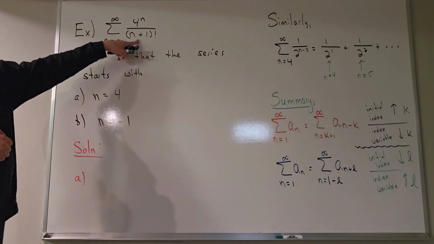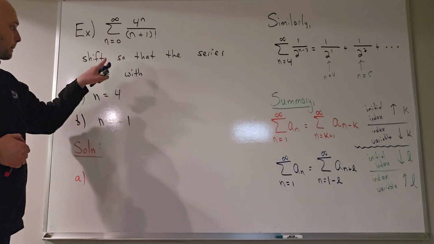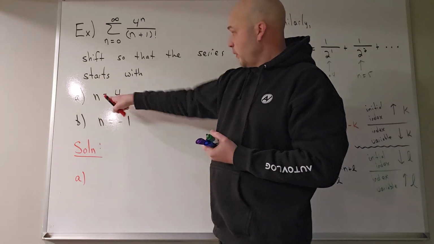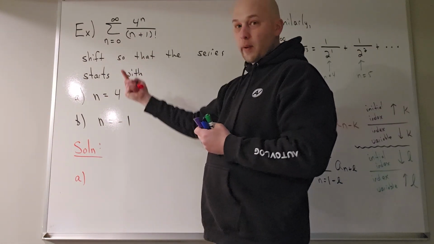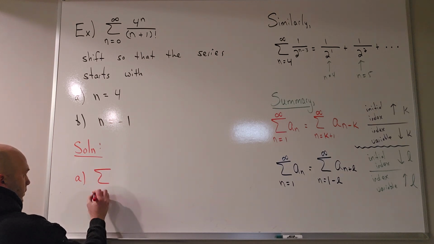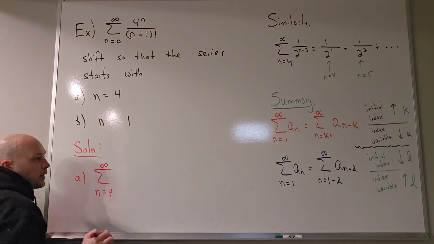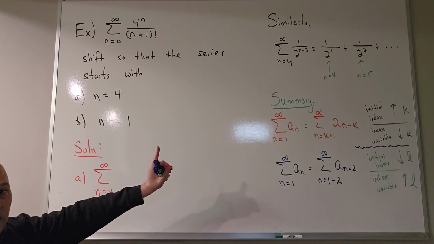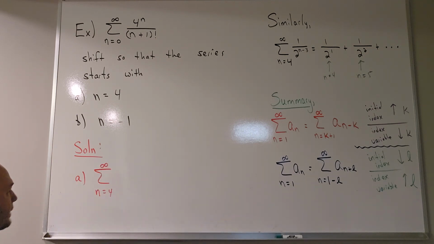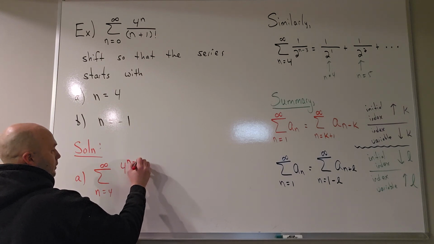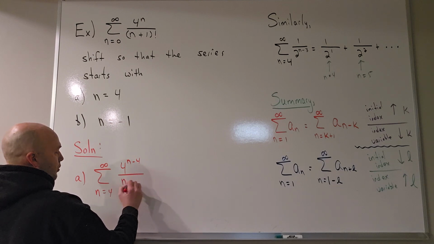So let's take a look at this infinite series right here, 4 to the n over n plus 1 factorial. And I want to shift it so that the series starts with the indicated integer. Okay, so if I want it to start with n equal to 4, meaning I'm going to take the initial index value and increase it. And again, if I look at my summary over there, we see that in purple, the initial index goes up, so the index variable has to go in the opposite direction by the same amount, so it's going to go down by 4. That means both of those n's in the expression are going to decrease by 4, meaning we would have 4 to the n minus 4 over n minus 3 factorial.